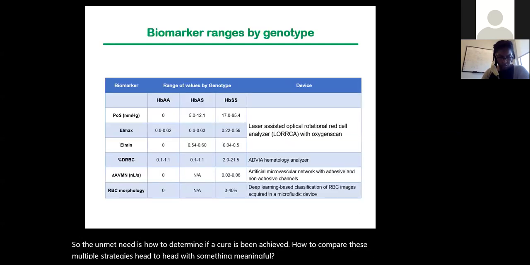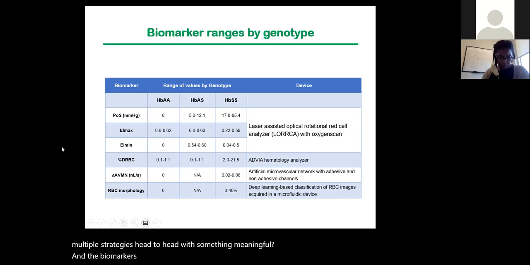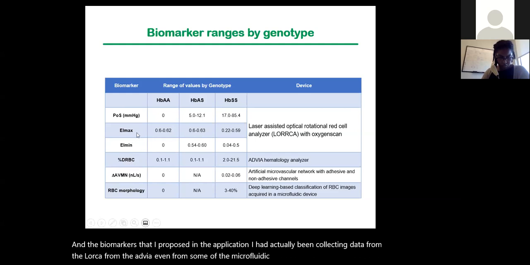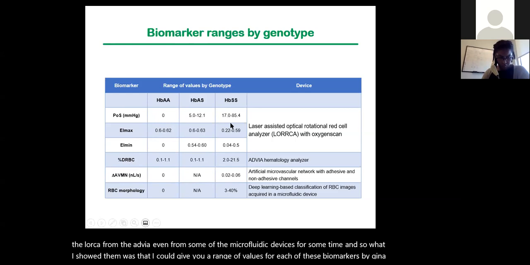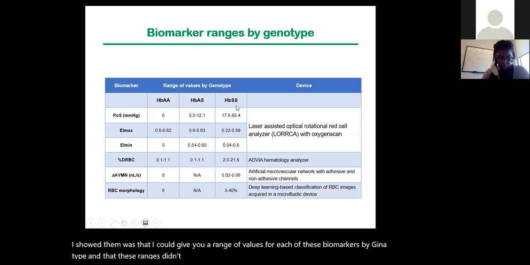And the biomarkers that I proposed in the application, I'd actually been collecting data from the Lorca, from the Advia, even from some of the microfluidic devices for some time. And so what I showed them was that I could give you a range of values for each of these biomarkers by genotype, and that these ranges didn't overlap. And what was really important about this hemoglobin SS group was I did not select them at all.